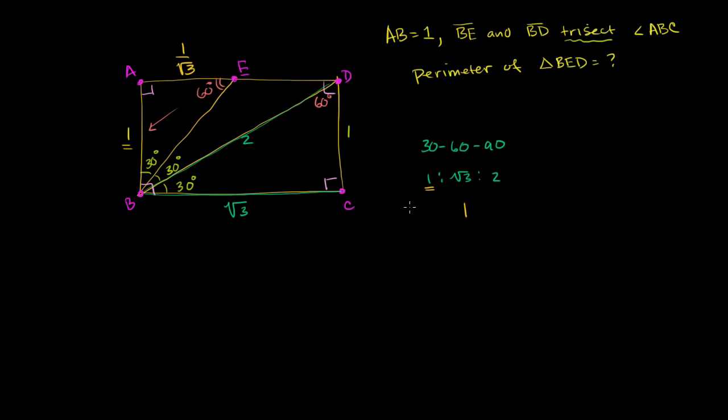So this is the side opposite the 30-degree angle. The hypotenuse is always twice that. It is going to be 2 over the square root of 3. So we're doing pretty good.